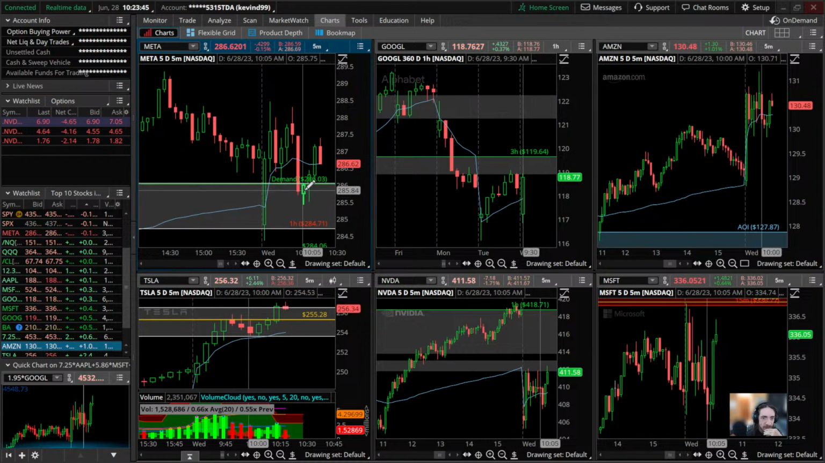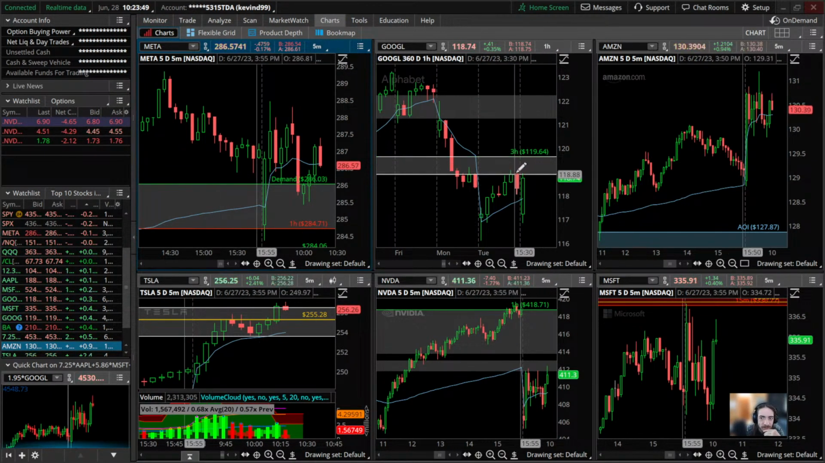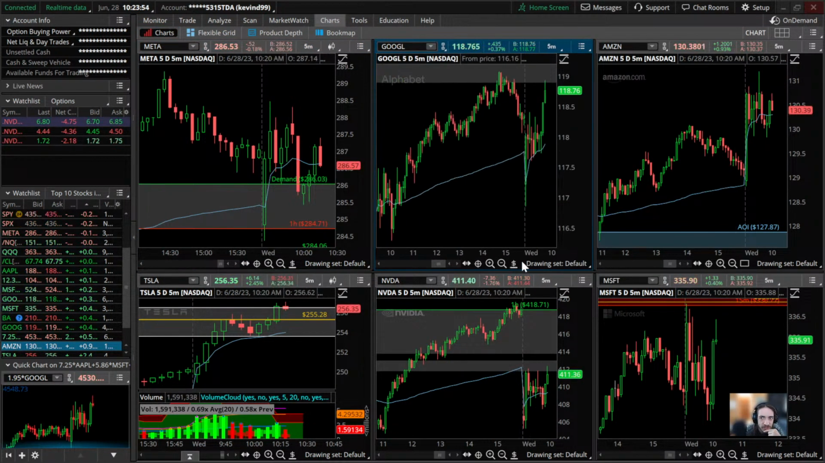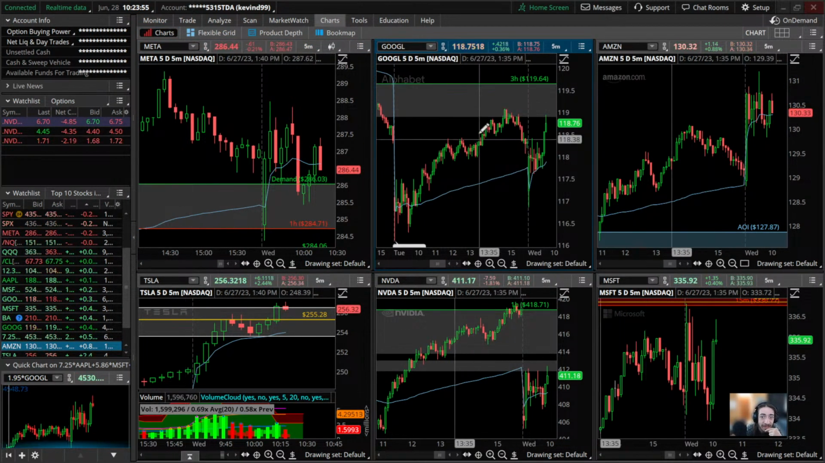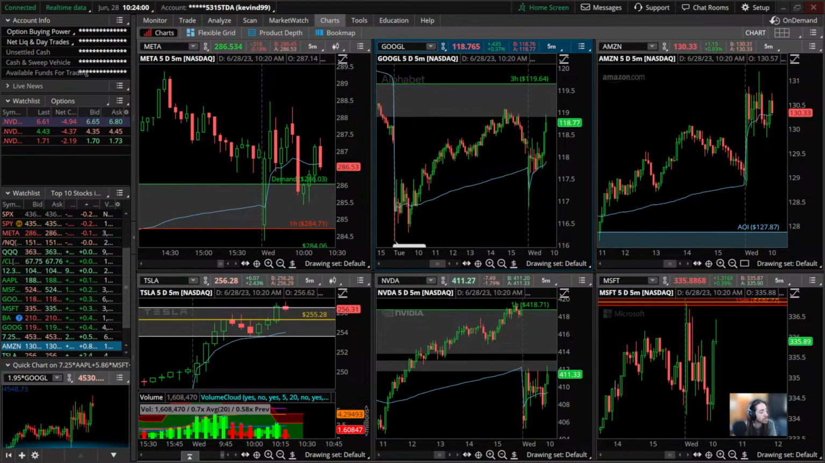Right? So we had Meta in demand. That would have been a little scalp right there. Here goes Google starting to reject that area of interest again. And now also creating a lower high off of that. Remember, guys, that's also good market context.